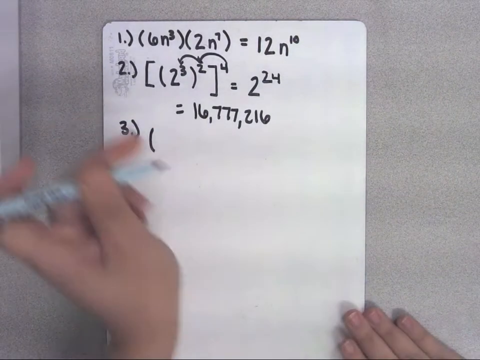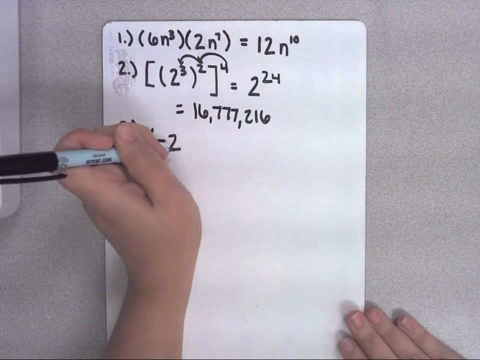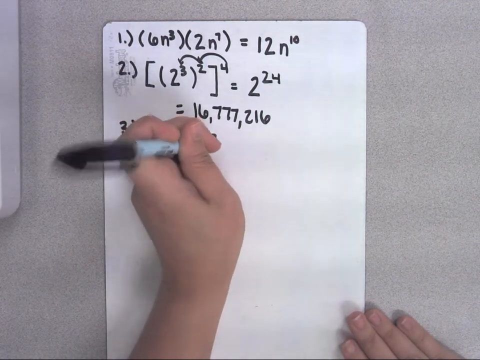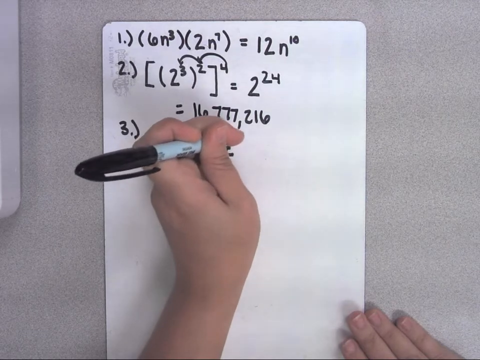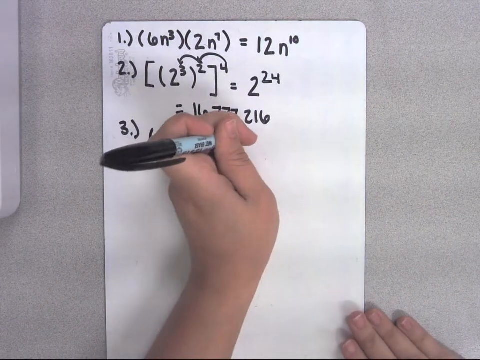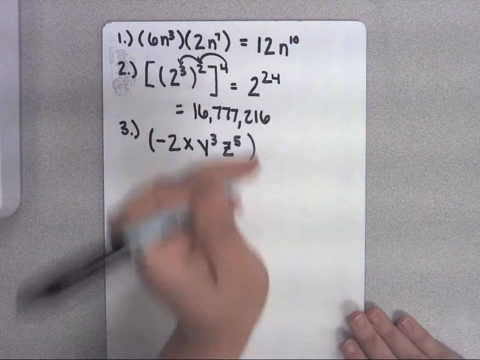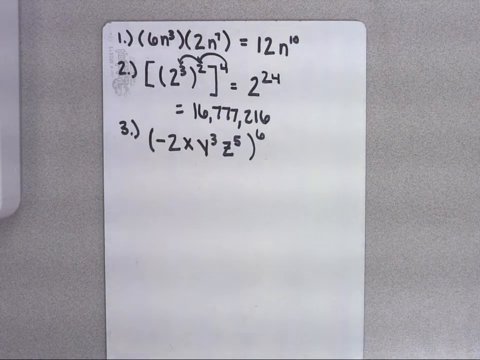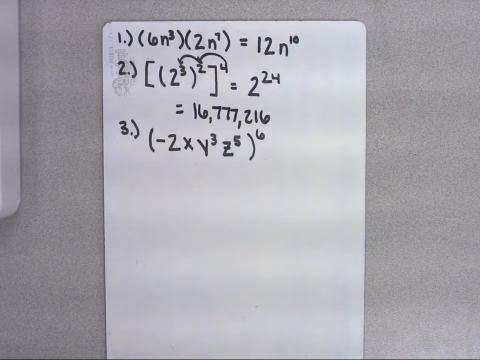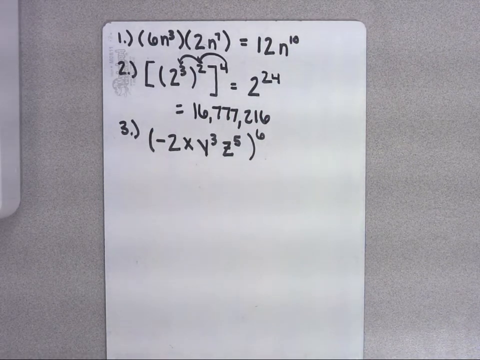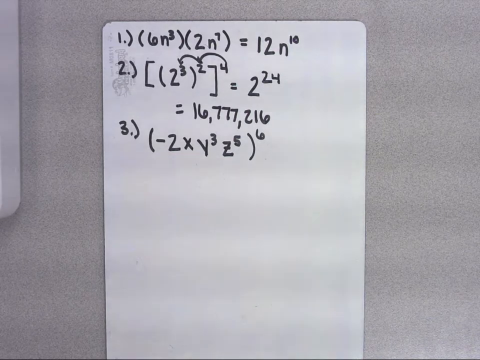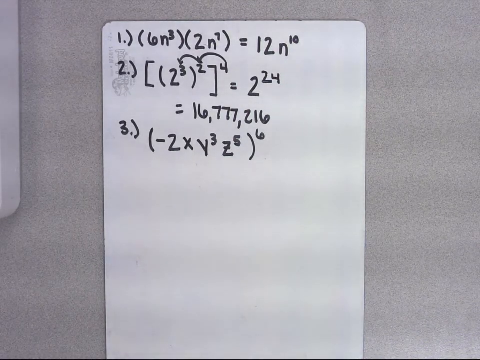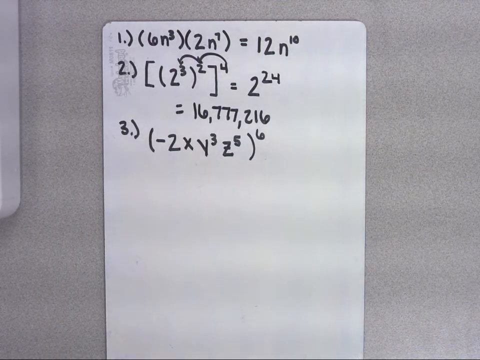Parentheses, -2x y to the third z to the fifth, close your parentheses, to the sixth. I'm just writing it really big so that you can see it and my marker doesn't smush. Can you tell me the simplified answer? It'll just say simplify each expression. That's literally all the instructions will say.